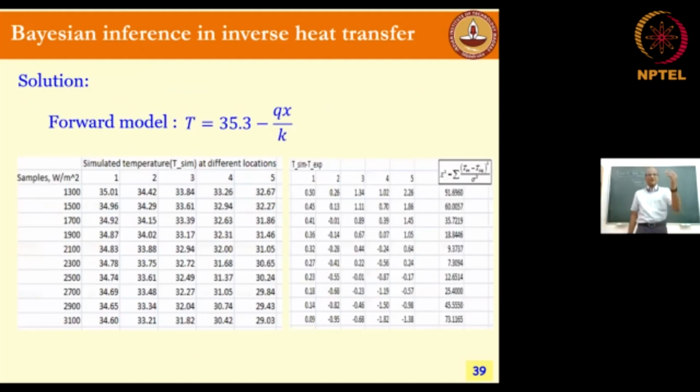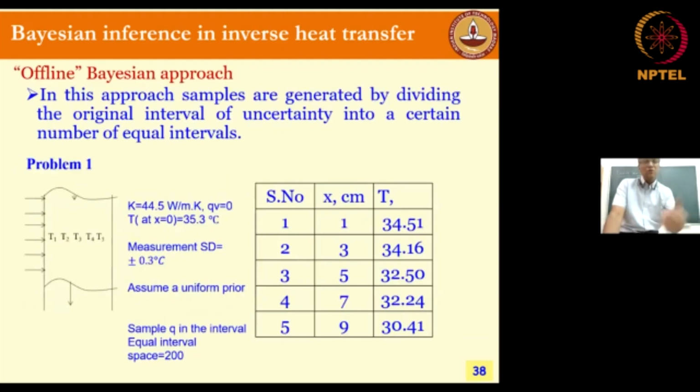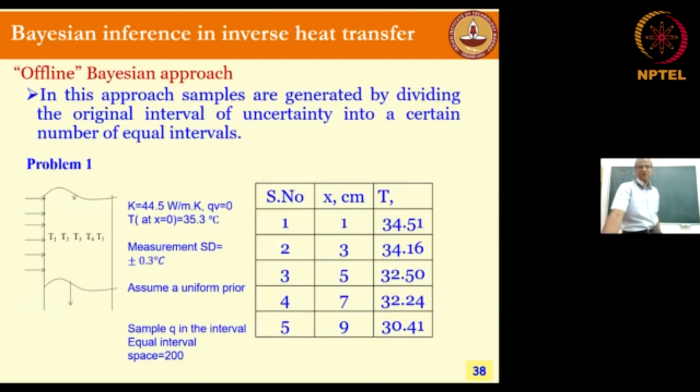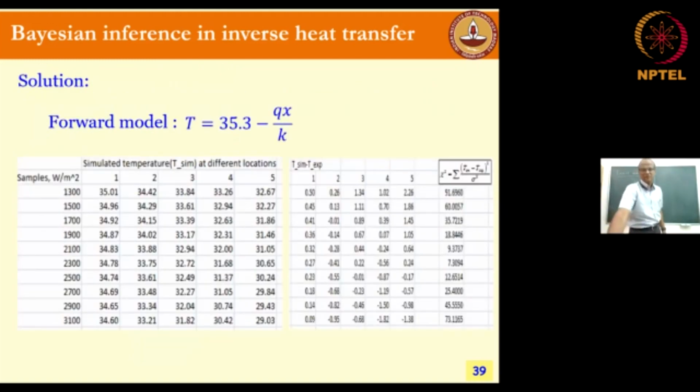So what we do now is generate samples. What do you mean by generate sample? I want to find out Q: 1300, 1700, whatever. Forward model is T equal to 35.3 minus Qx by K. Simulate the 5 temperatures. Experimental 5 temperatures are given. Get the difference. Square them. Add them. Divide by sigma squared. Sigma is given to be 0.3. So that will give you your chi-squares.